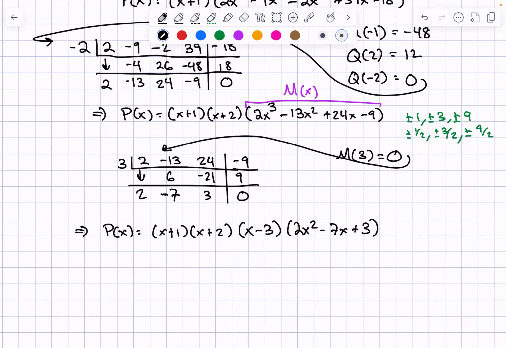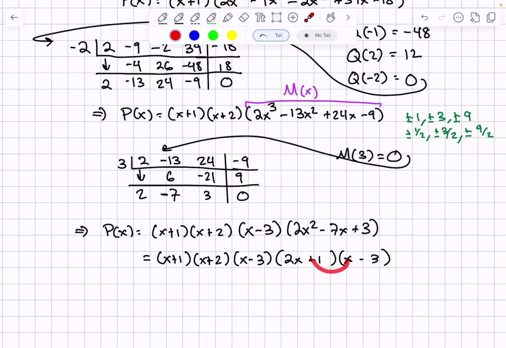Now I could sit down and work through this one and do more. I could do the rational zeros theorem again, but this thing probably factors nicely, and it does actually. This becomes x plus 1, x plus 2, x minus 3, and then this thing will factor to 2x, x, minus 3 and plus 1, right? Because that'll give me plus x minus 1, minus 1, 2x minus 1.